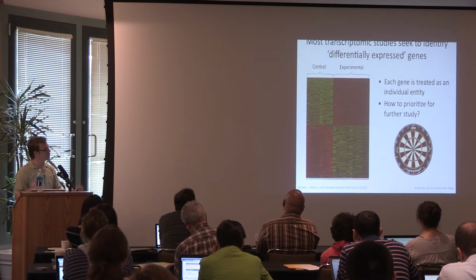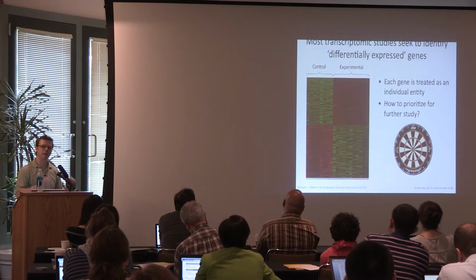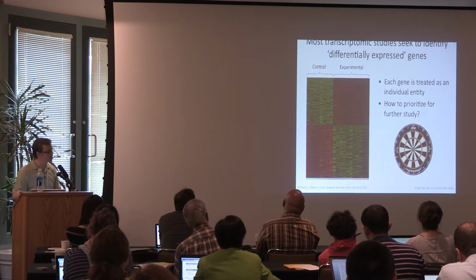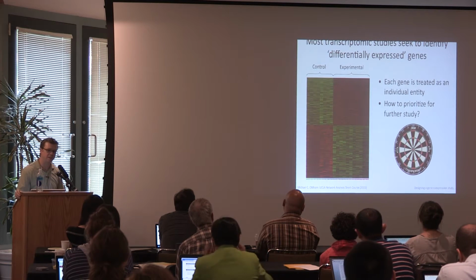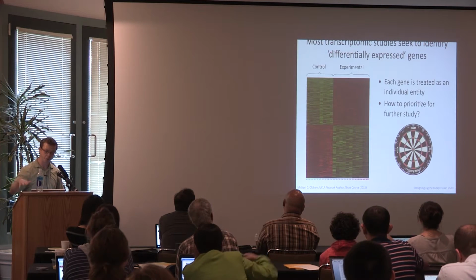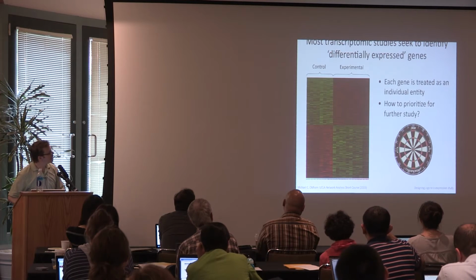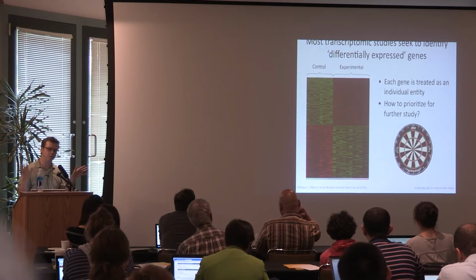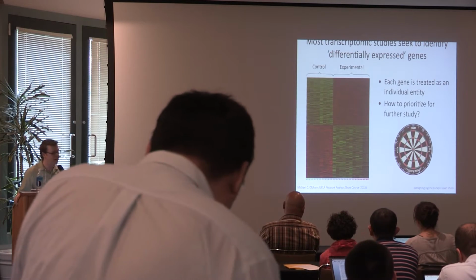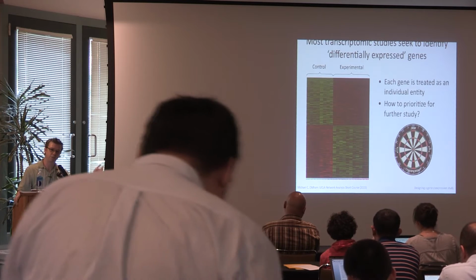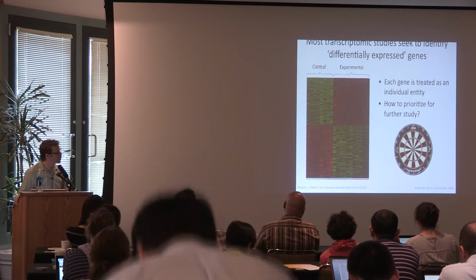And yet, historically, the vast majority of studies that have analyzed gene expression data have looked for differentially expressed genes, right? This is a heat map just showing what would be considered an excellent result from a differential expression study, where you have rows corresponding to genes and columns corresponding to samples, red high expression, green low expression, and you can see there's a large group of genes whose expression perfectly delineates these two groups of samples. But then, you're left with this problem, which is how do you prioritize the genes in this list for further study? It feels kind of arbitrary.